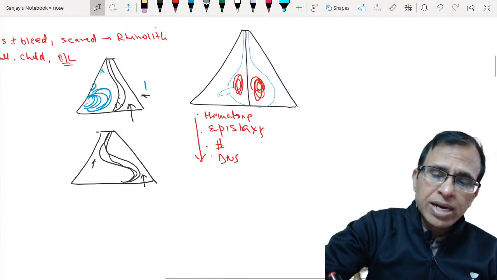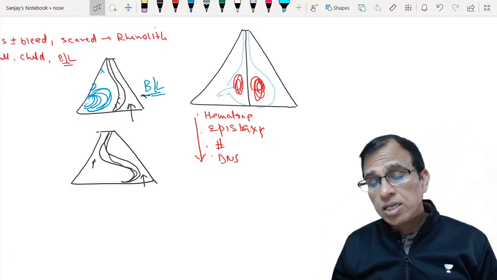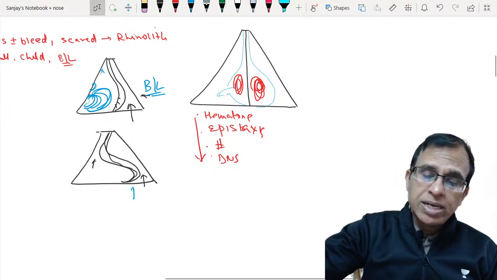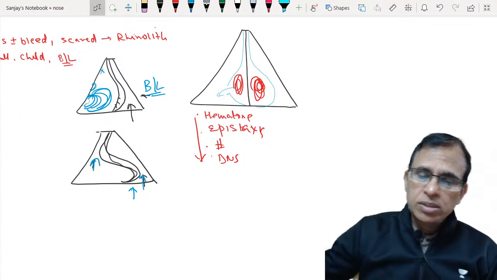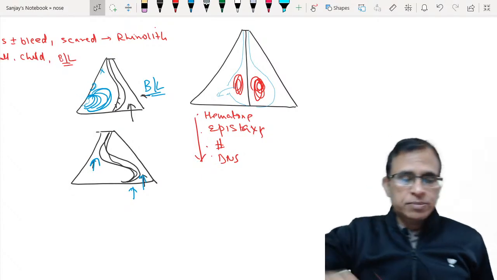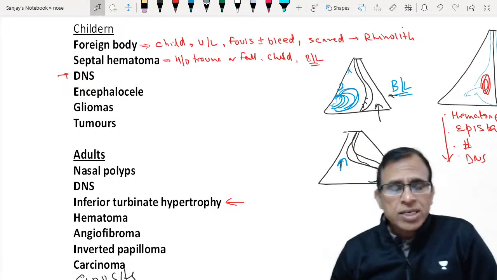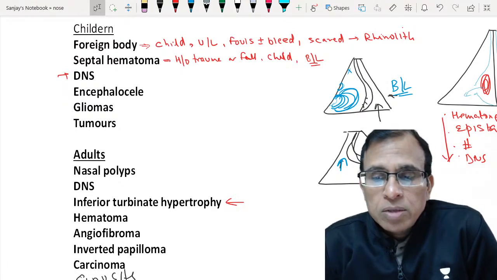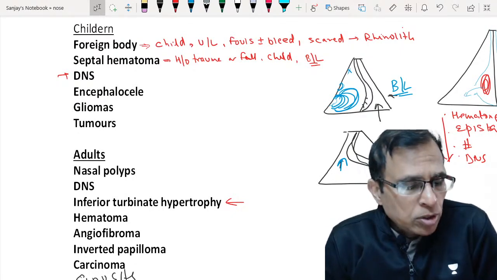Now this bilateral obstruction is not because of DNS on both sides. One side is DNS, the other side is due to inferior turbinate hypertrophy. But this other bilateral obstruction, both are due to DNS, one at this level and one at this level, because it is an S-shaped deviation. So the point is, DNS can cause obstruction on one side, it can cause obstruction on both sides, and DNS on one side can cause obstruction on the other side due to compensatory hypertrophy of the inferior turbinate also.